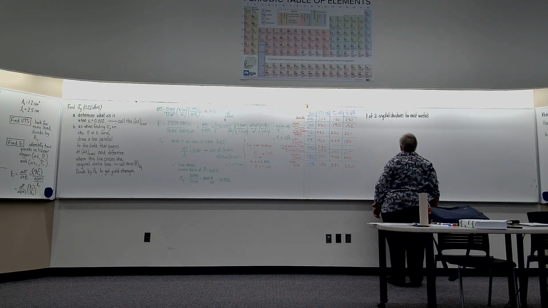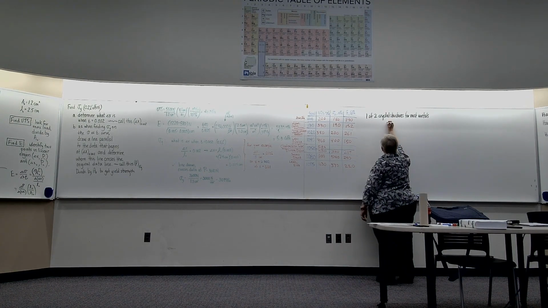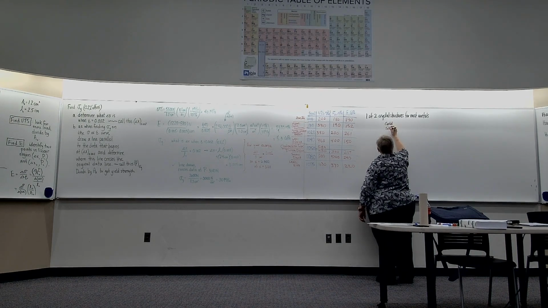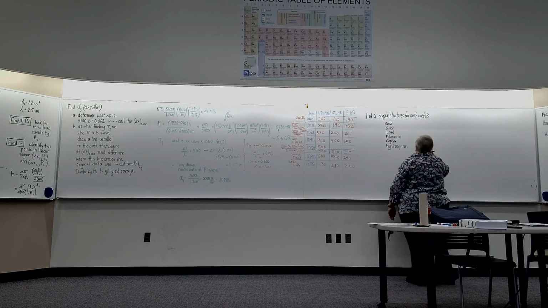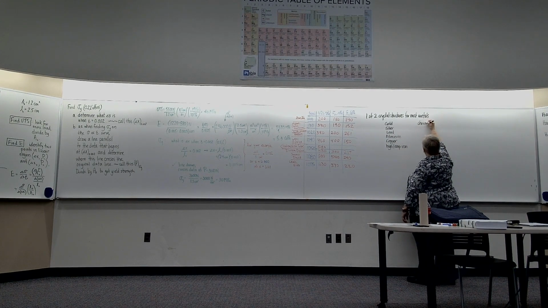I'm going to give you a list of metals in each of them. One of the crystal structures has gold, silver, lead, aluminum, copper, and high temperature iron. And the other has chromium, tungsten, and low temperature steel and low temperature iron.